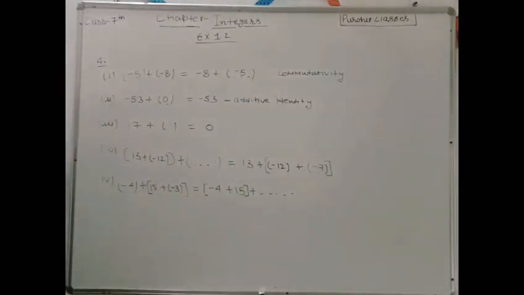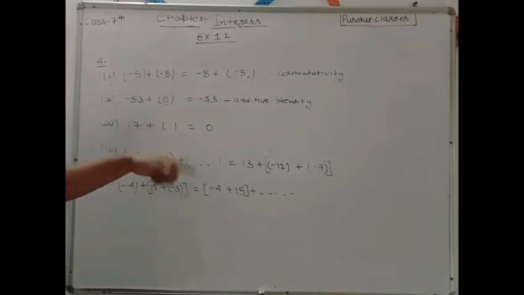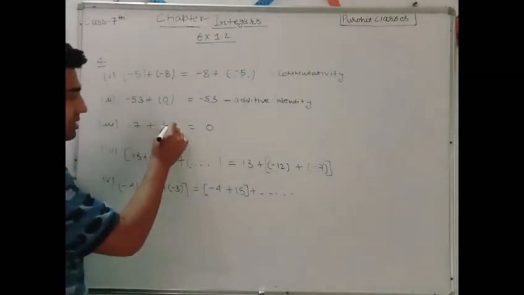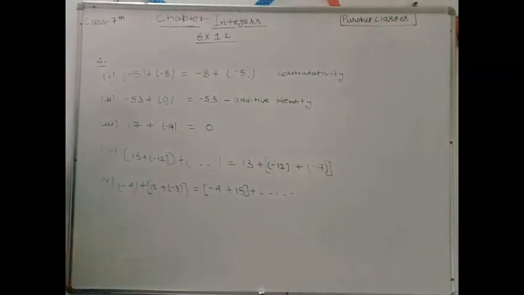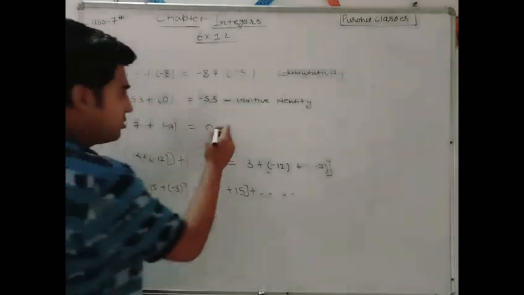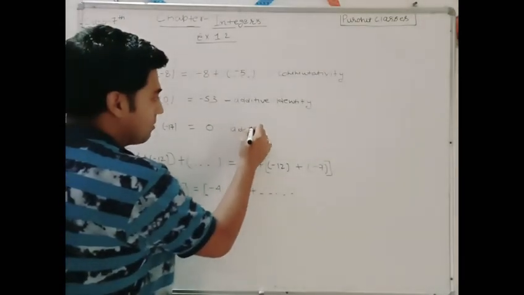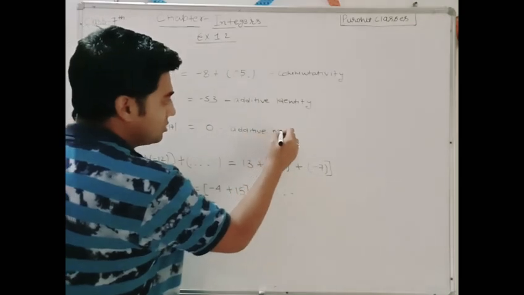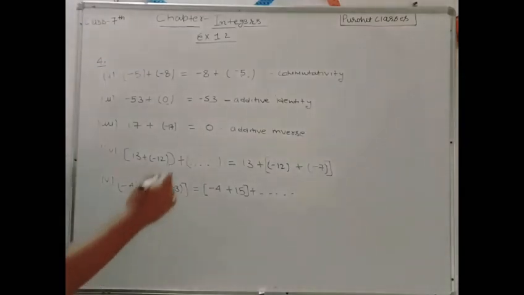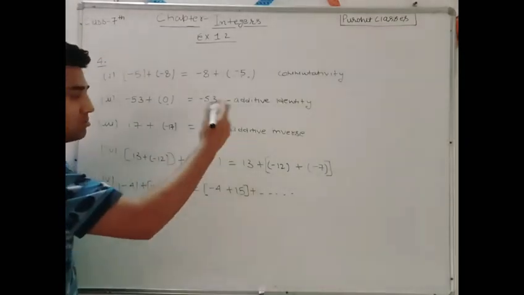Third one, 17 plus something equals to 0. This is additive inverse. What is the additive inverse of 17? That is -17, isn't it? What is the definition of additive inverse? The additive inverse of a is negative of a. I have told you in the previous video. So this is based on additive inverse. Understood?